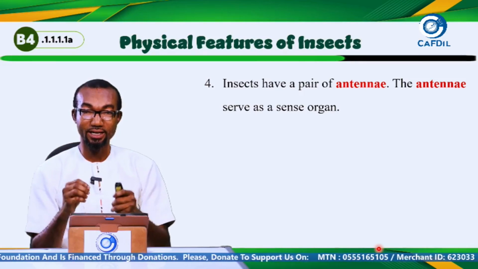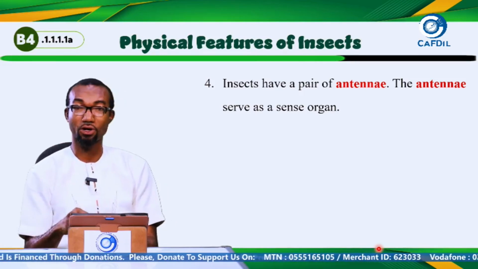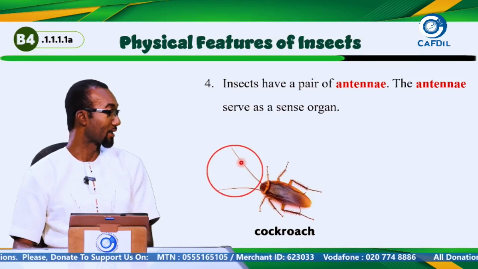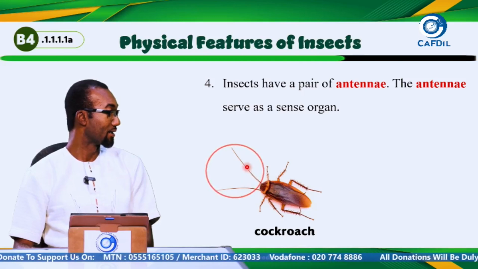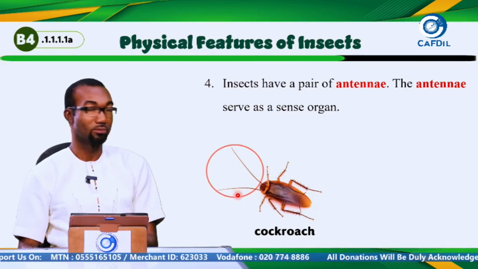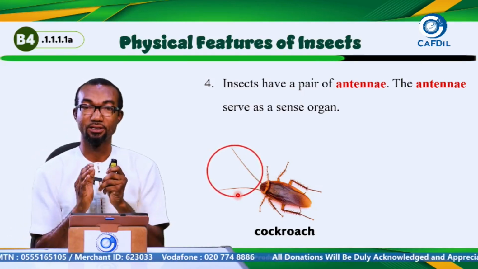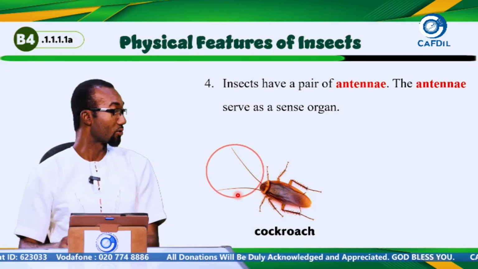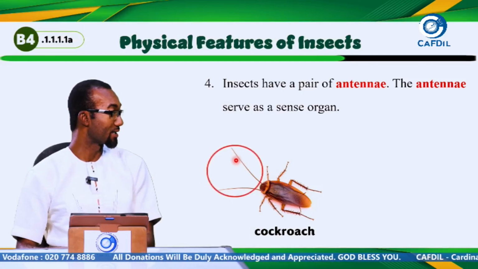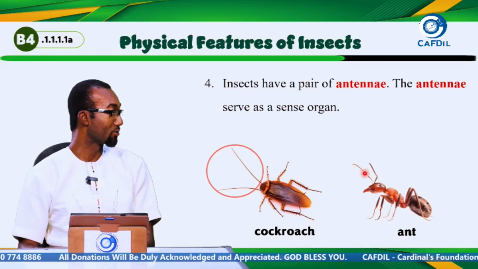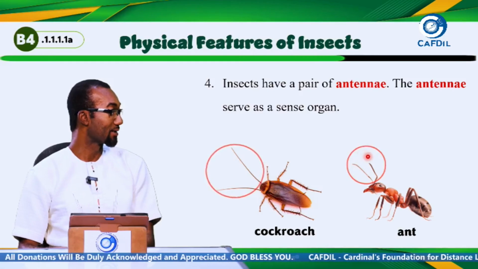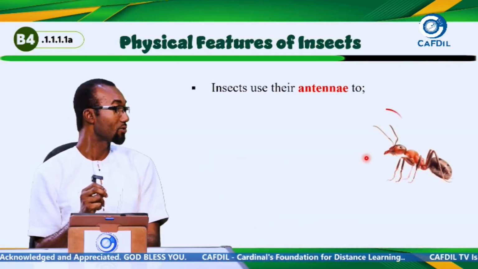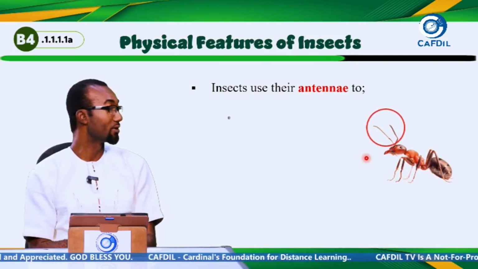5. The insects also have a sense organ, and the sense organ is the antenna, and this is what you call the antenna. This pair of antenna, 1, 2. When we say pair, it means they use it together. So this is the antenna of the insect. If you look at the ant here too, this is the antenna of the ant, and they use it as a sense organ. So let's look at what they use it for.